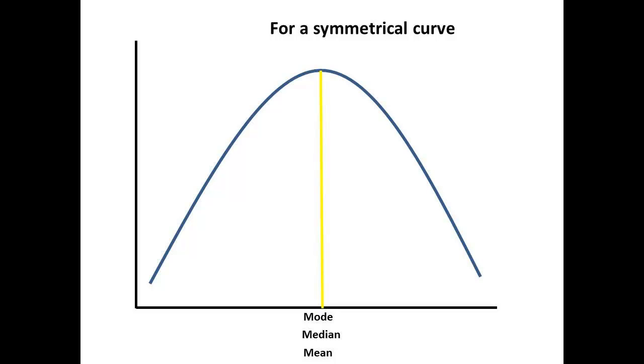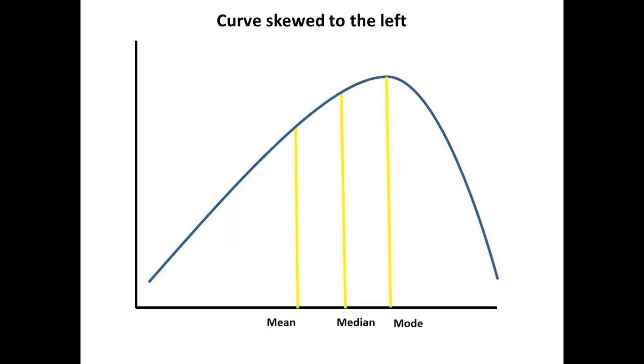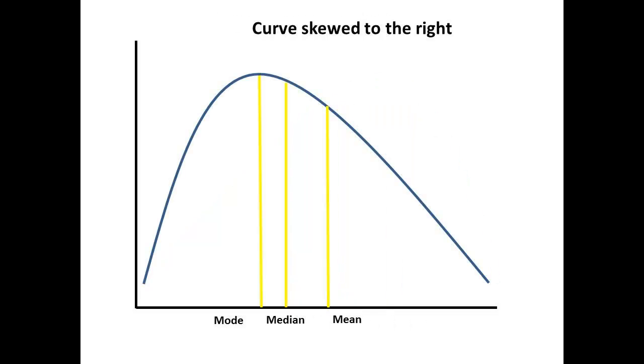The shape of a curve can tell us a lot about the mean, median and mode, and sometimes save us some work. If the curve is symmetrical, then the mean, mode and median are the same. If the curve is skewed to the left, the mode is the largest number, followed by the median and then by the mean. If the curve is skewed to the right, then it is the same. The mode is the largest number, followed by the median and then by the mean.